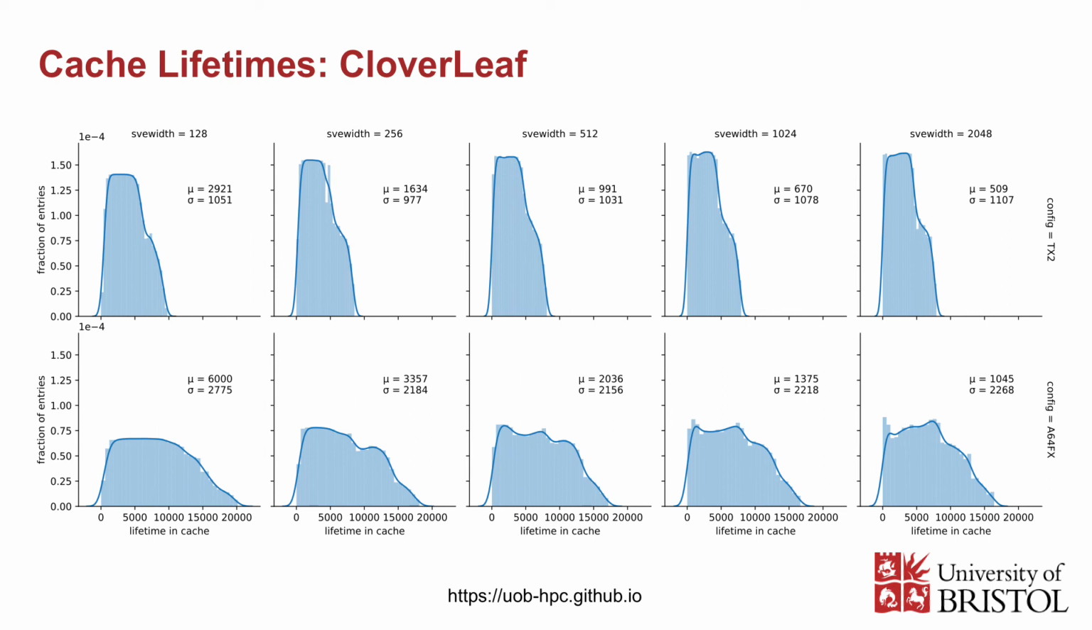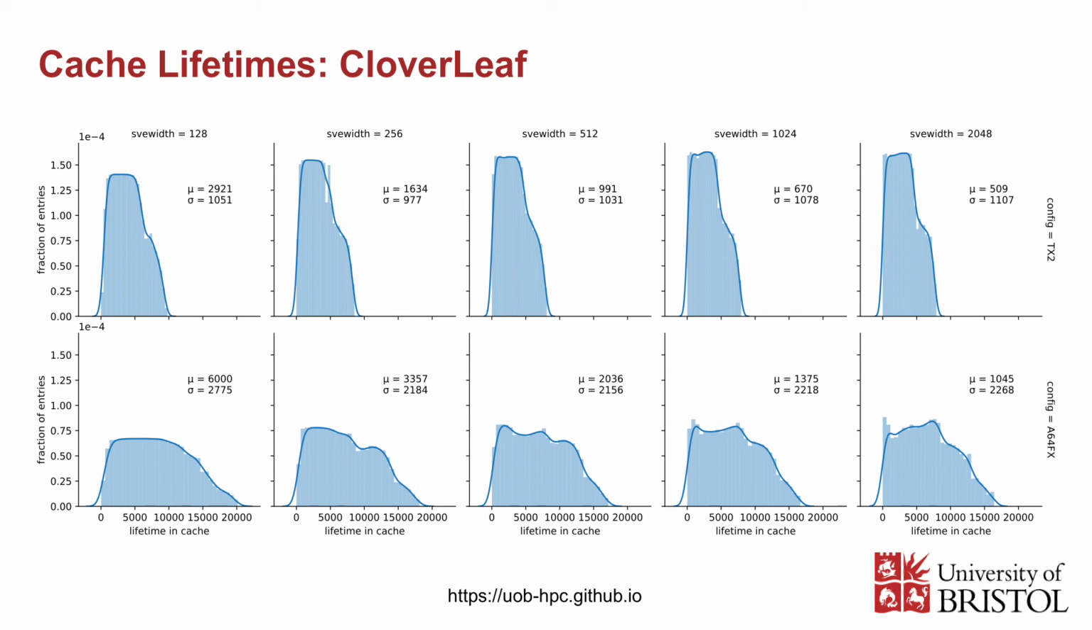These graphs show normalized histograms of the cache lifetimes for Cloverleaf. Each column corresponds to an SVE vector width, and each row is one of the cache configurations. The x-axis of each histogram gives the number of cycles spent in cache, and a taller bar means that more of the lines loaded had lifetimes that fall into that bin. The more shifted to the right the curve is, the more reuse was achieved.